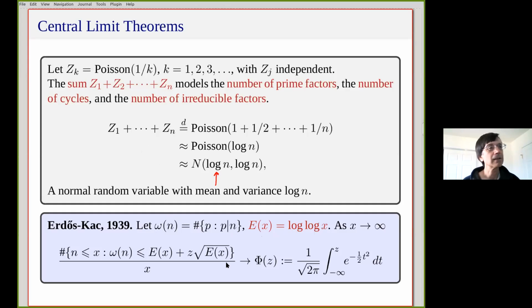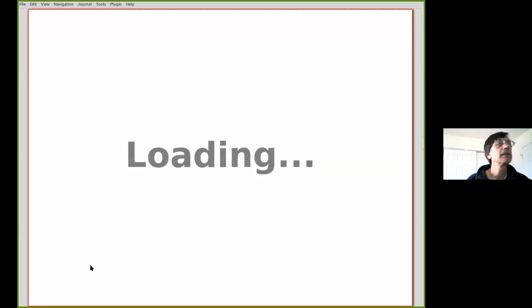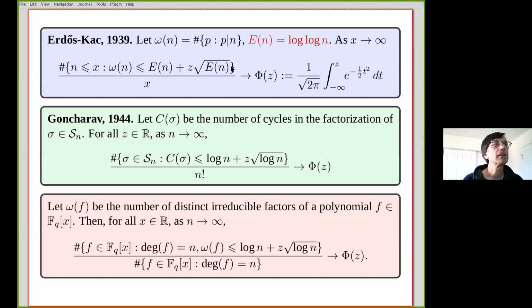In fact, this is just a special case of the Erdős-Kac theorem. Their theorem covered general additive functions, not just omega of n. So that's what this is saying. On the right side is the cumulative distribution function for the Gaussian normal. And then here we have the Erdős-Kac statistic. Very similar. Okay, so here's the Erdős-Kac theorem again.